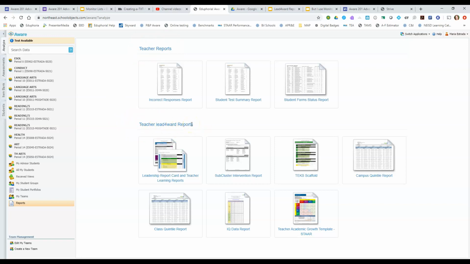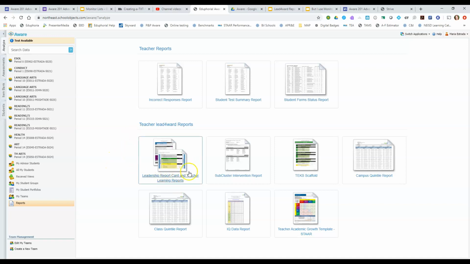Whether you're a principal or teacher level user, please be aware if you have campus level access and you're a teacher of record, you will have an additional set of reports down here that will probably just say Lead4ward reports. Please know that if you click on the one that says teacher Lead4ward reports, if you're a principal level user and you have a teacher of record, you have a classroom, a course assigned to you, then you will only be able to get data for that class that's assigned to you if you look under teacher Lead4ward reports. So just be aware if you have both roles.